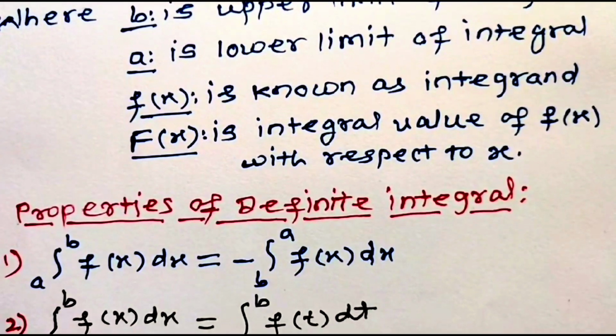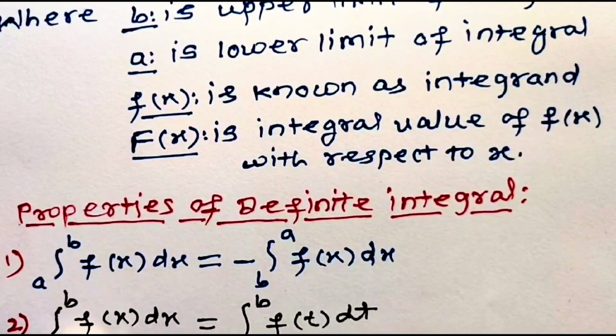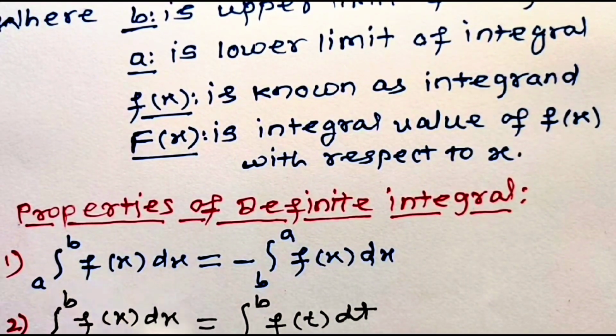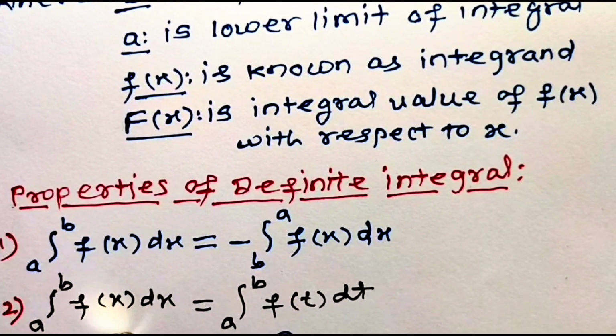Then property number 2: here the integral from a to b of f(x), with respect to x. Here the variable is x. The same integral we can write as the integral from a to b of f(t) dt. This means you can change the variable from x to t. The limits will be the same, only the variable changes from x to t.